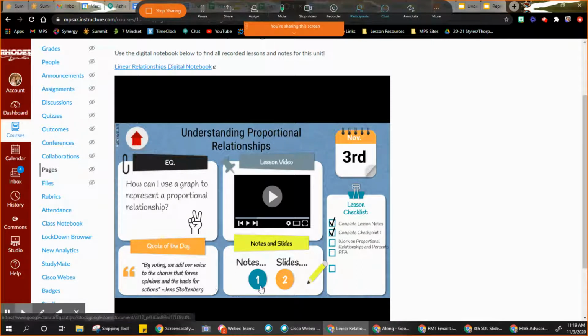Then down here it says our notes and slides. If you click 1, it'll give you a copy of our notes. If you click 2, it'll show you the slides so you can look through the slides for today. I need every single person to click on 1 and make a copy of their notes. I'm going to give you about 1 minute to do so we're ready to get started. Click on 1.